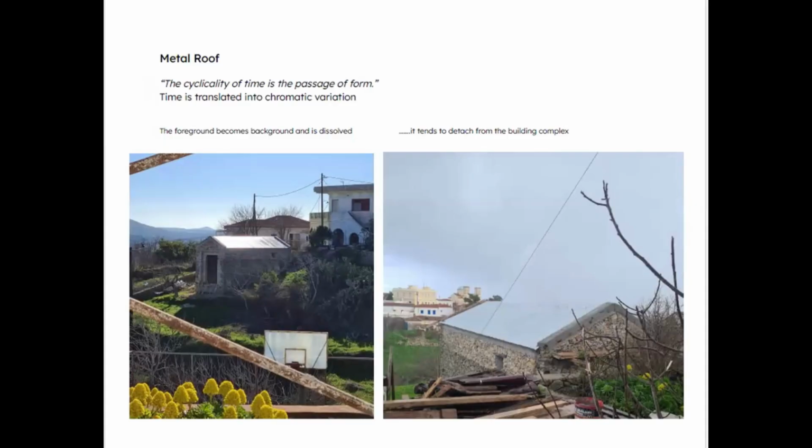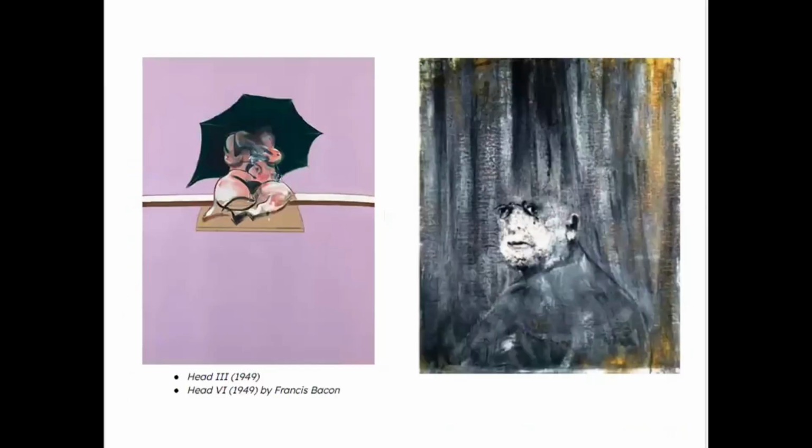And here we can see how time, also from the outside, changes the form of the building, because shiny and new, when the sun reflects on the roof, it creates a very specific outline of the building. But when the cloudy weather comes, the roof dissolves into the background. It's like no roof is existing. And this is an example from Francis Bacon, where the form is dissolved into the background.